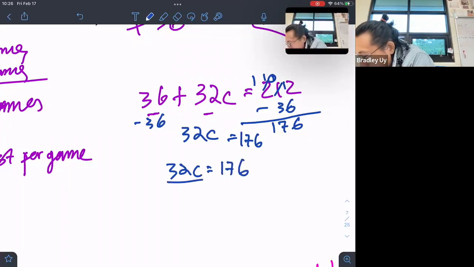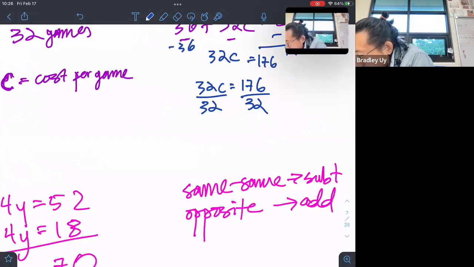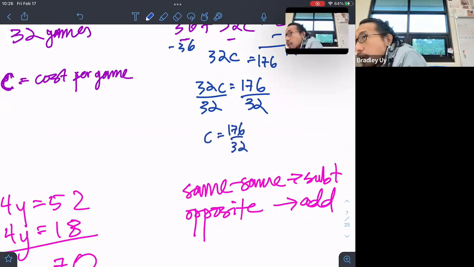At this point, to solve for C, you divide by 32. You can leave answers to the open-ended as an improper fraction, but it does need to be simplified. So I've got C equals 176 over 32. If you're not keen on long division, I recommend you just keep simplifying this.